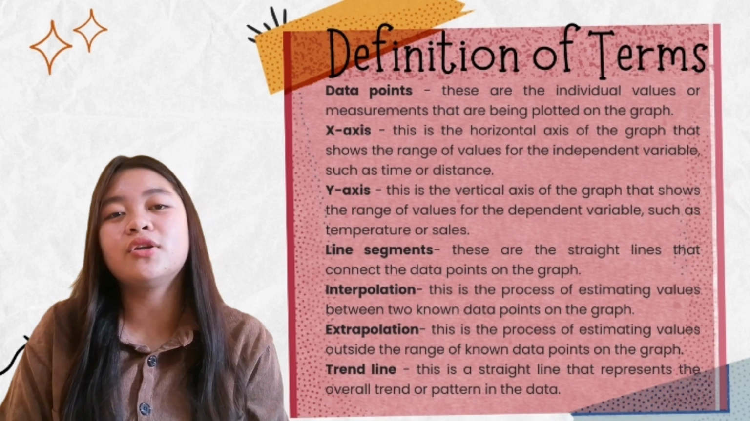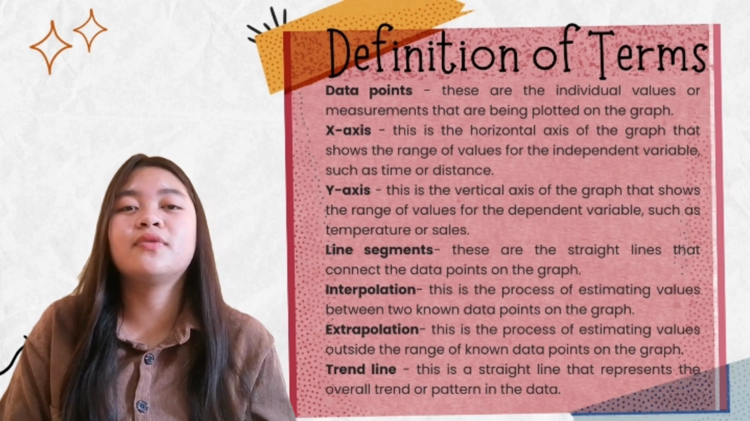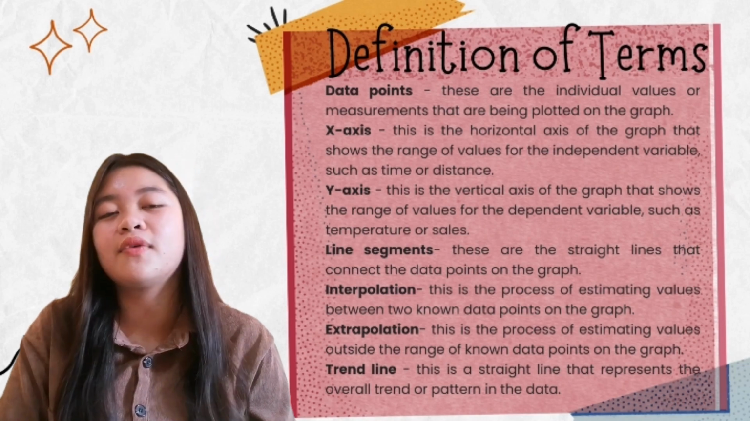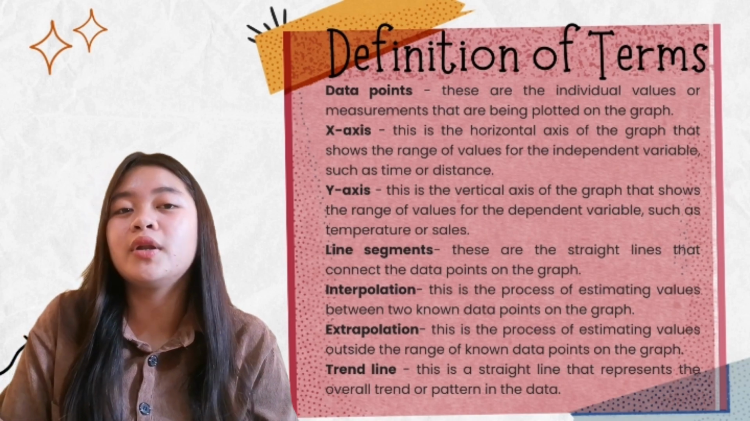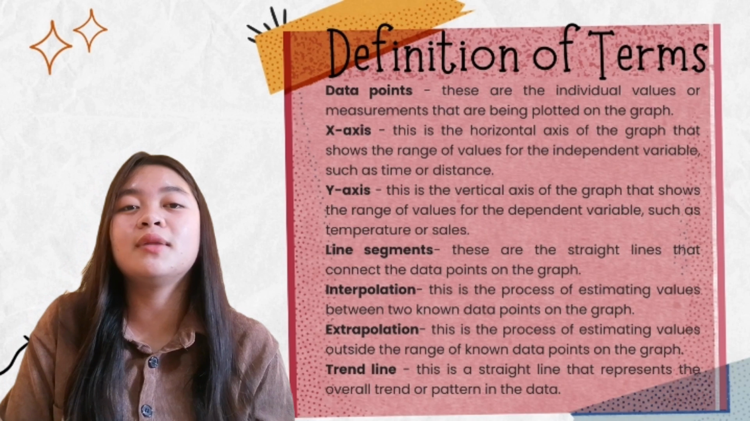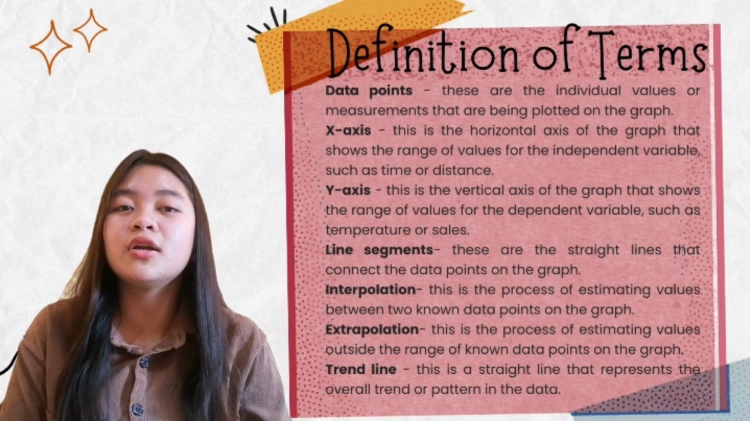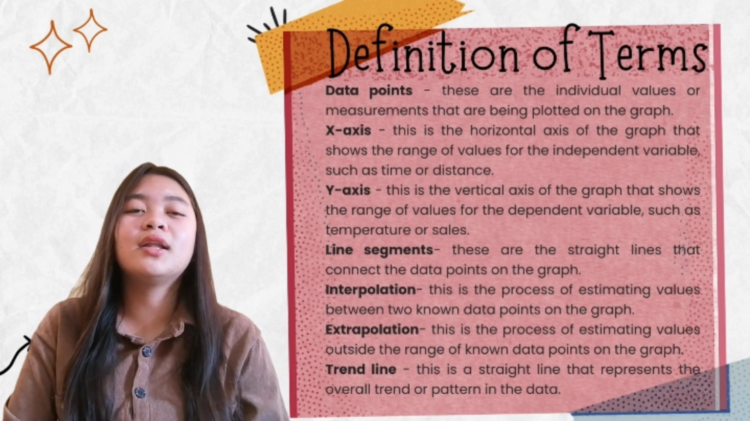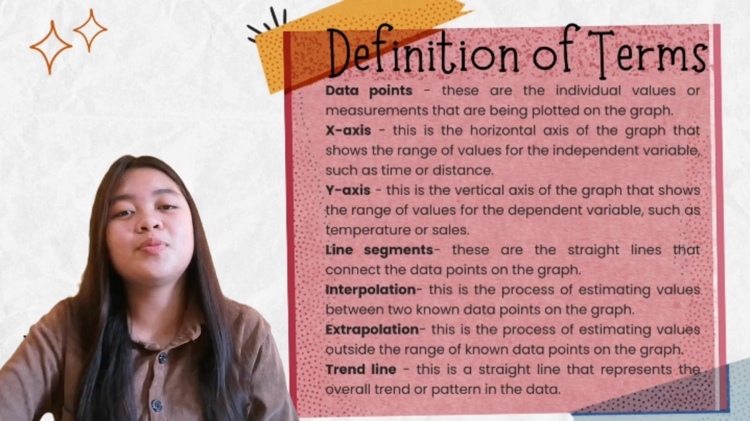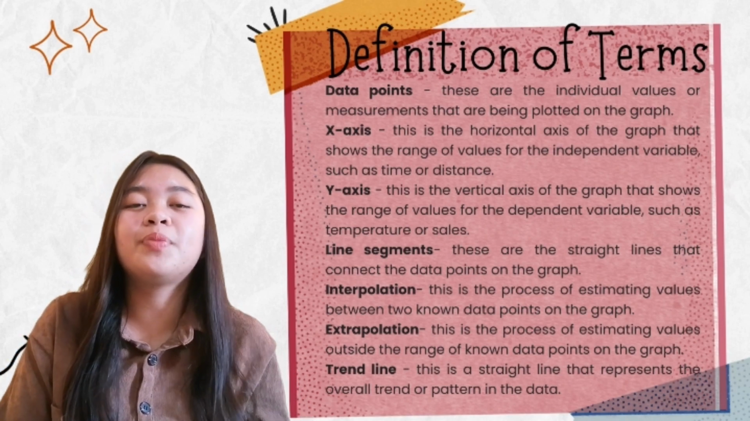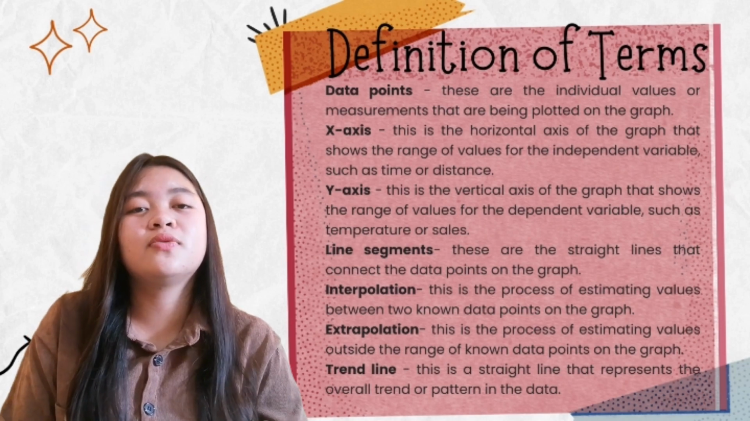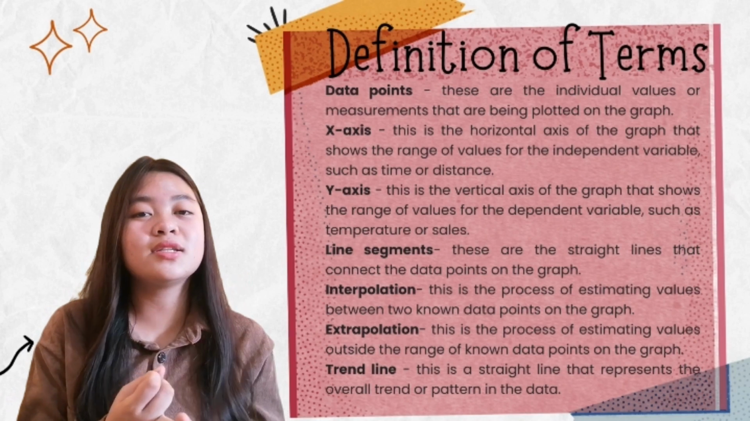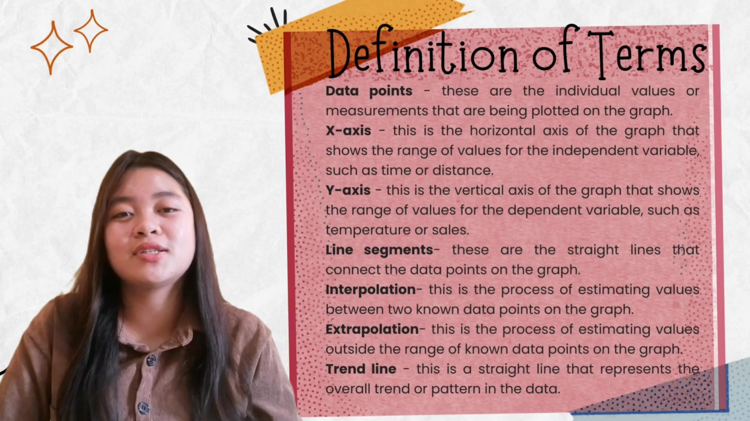Extrapolation, on the other hand, is the process of estimating values outside the range of known data points in the graph. It's important to be careful with extrapolation as it can be less accurate than interpolation. Finally, the trend line. A trend line is a straight line that represents the overall trend or pattern in the data. It's useful for identifying whether the data is increasing, decreasing, or staying the same over time.